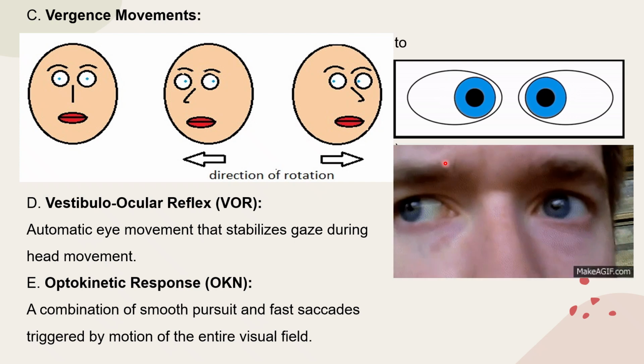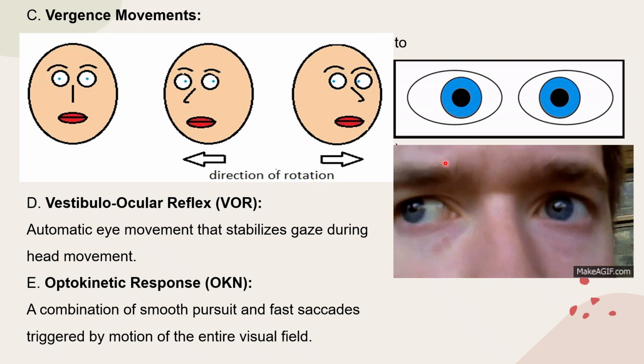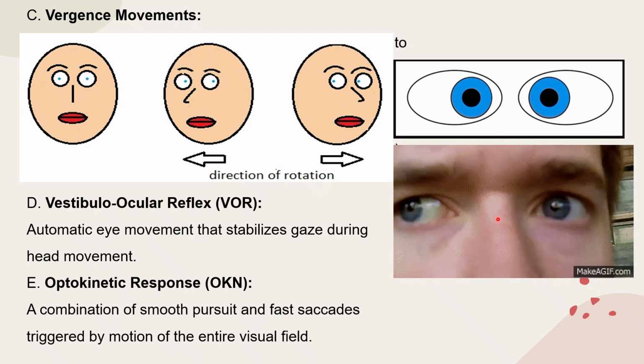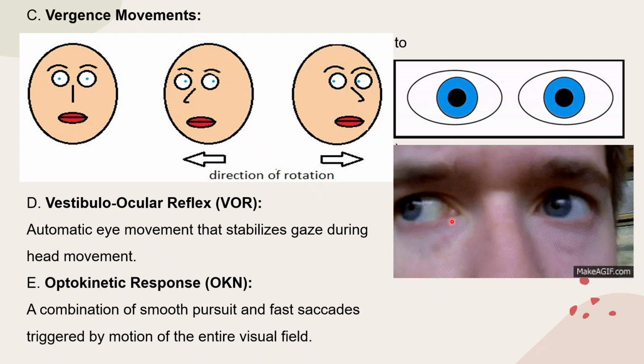Then we have optokinetic response. It is the combination of both pursuit and fast saccades, and it is triggered by motion of the entire visual field. In this we can see the surrounding visual field is moving and there are saccadic and pursuit movements in the eye.